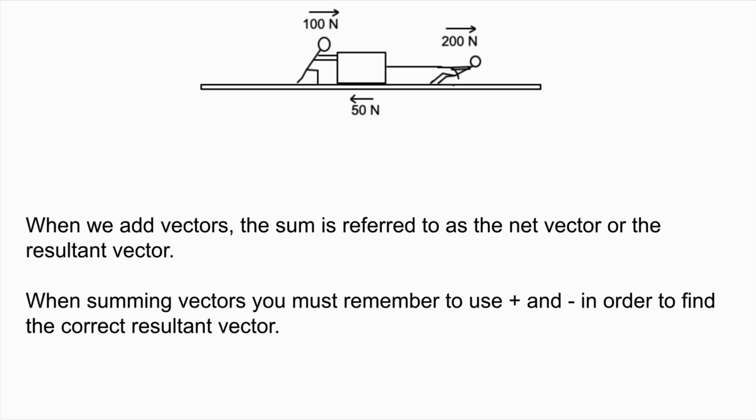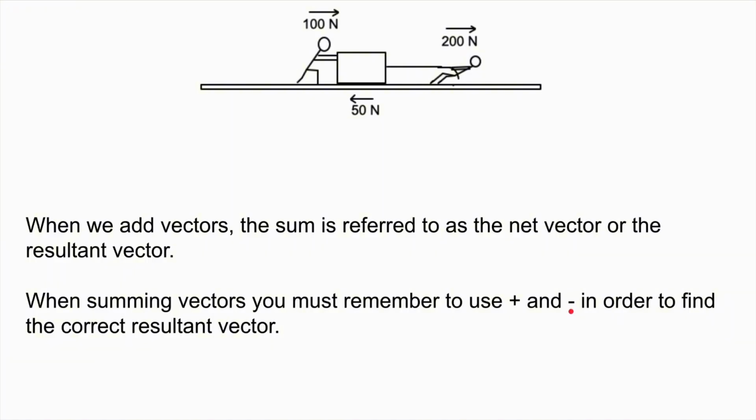Okay, sorry, I did this one before. So when we add vectors, when we sum our vectors, the sum is referred to as the net vector, like the net velocity or net force. And sometimes we use the word resultant vector. So the result of adding them up, what do we get? When we're summing vectors, we have to remember to use the positive and negative signs. Otherwise, we're not going to get the right value.